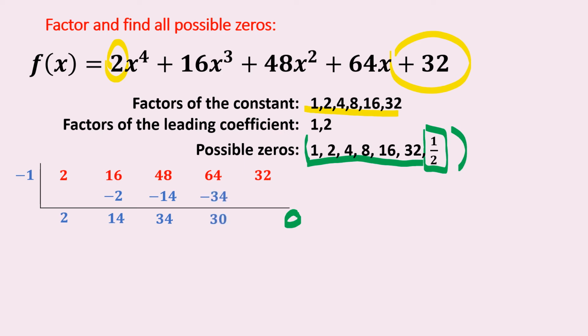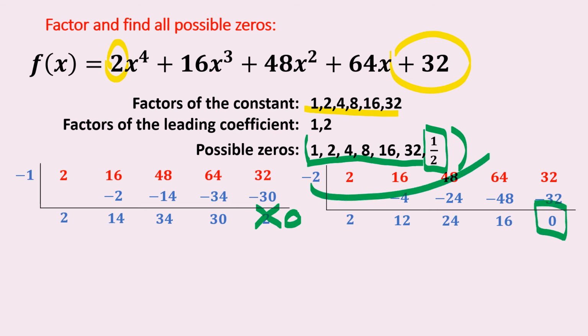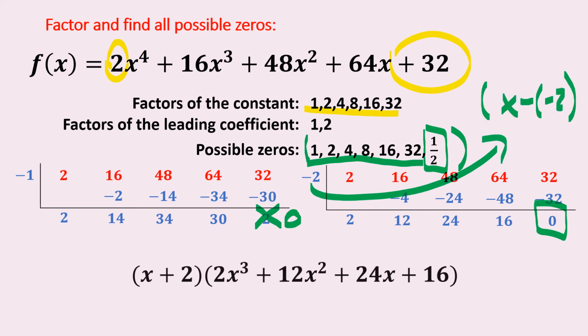Multiply them, add it together, repeat that process over and over. I'm going to go through this kind of fast because ideally at this point you know how to do synthetic division, synthetic substitution. We get a 2, that's not a 0, that's no good. Let's try it again. Let's go to the next negative number in the list, -2. On and on. And we get a 0. So -2 works. X minus -2, or x plus 2, would be the factor. Okay, 2x cubed plus 12x squared plus 24x plus 16 is left over.